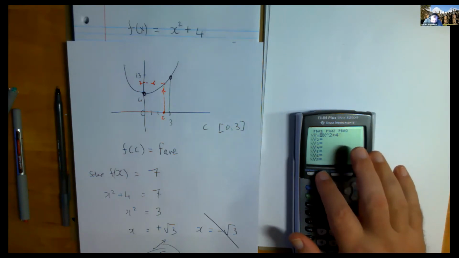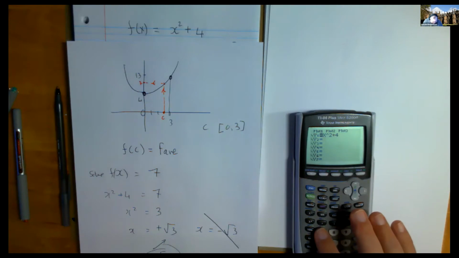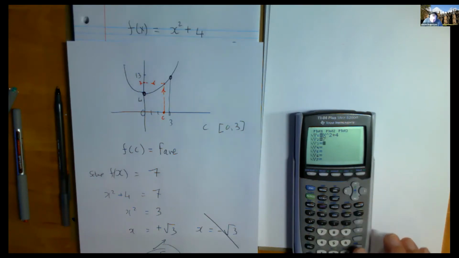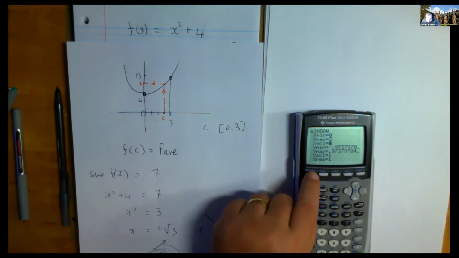You go to your calculator and put in the average value, which is 7. You then go to your window and you choose 0 to 3. So I'll show you what I did.